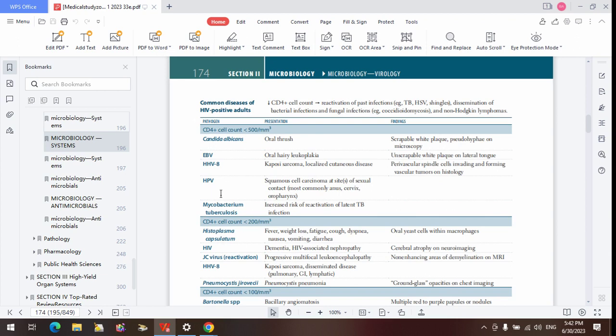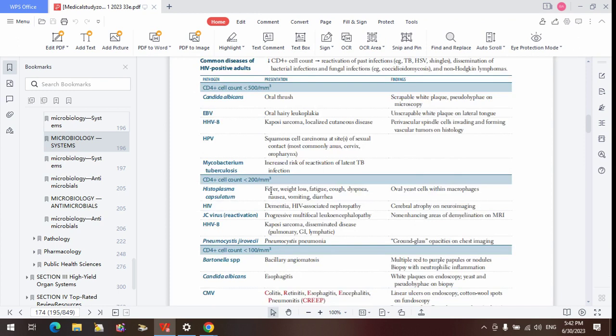Then add HPV to that. So that will cause squamous cell carcinoma at different sites, anal, cervix and all those things. So let's take it again. You remember the two: oral thrush and oral hairy leukoplakia. Remember TB, Kaposi sarcoma, and papilloma. That is all.